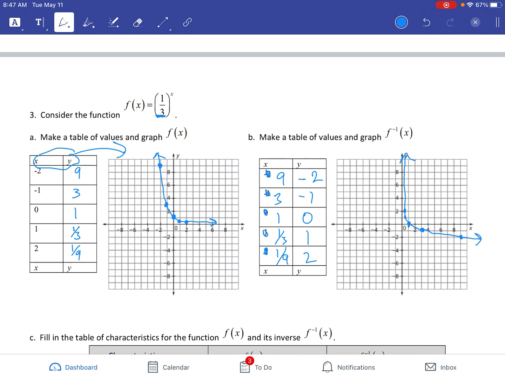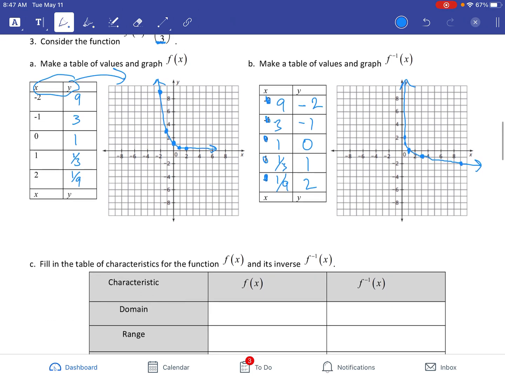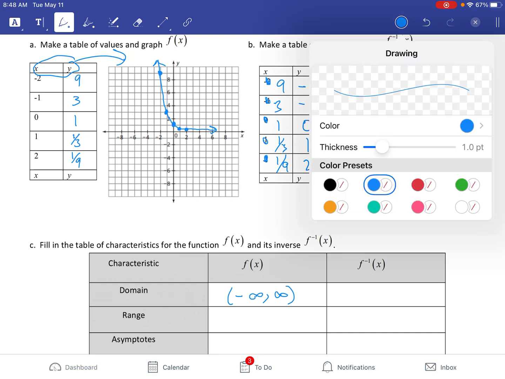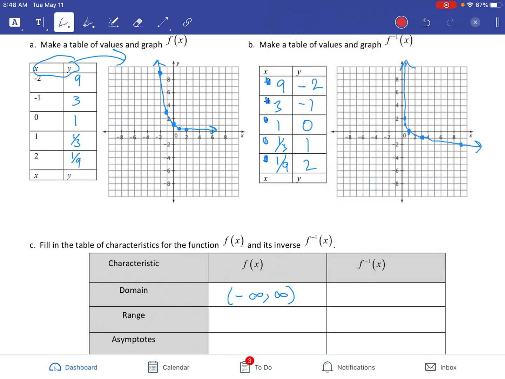Okay. Now we're going to look at the characteristics again. So for the domain, the original function, the original decay function, has no restrictions on its domain. It's from negative infinity to positive infinity. On the other function, though, it has a restriction because as it starts off, there's that boundary line of the y-axis again. So that boundary there means that the domain is going to start at 0 and go towards positive infinity.